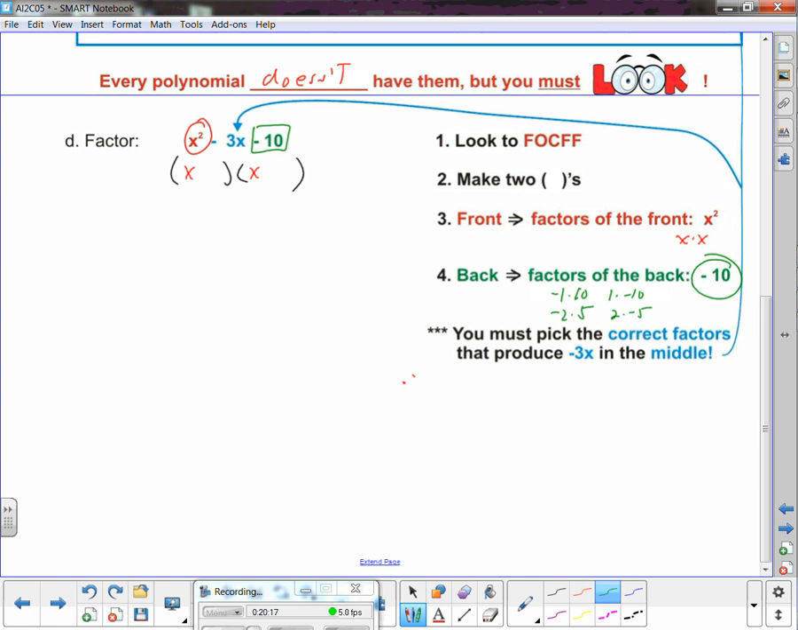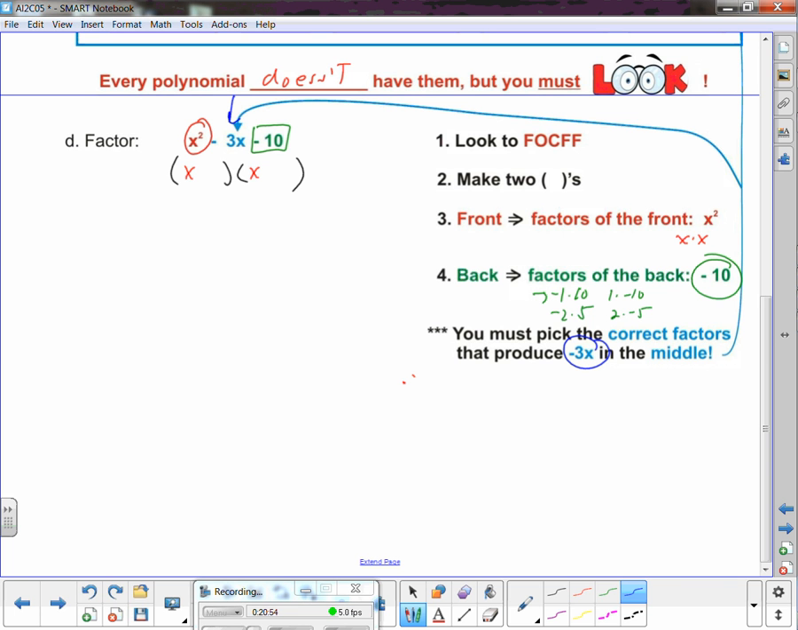And sometimes, and we'll get to this here real shortly, depending upon the front terms, it can matter what place you stick any given term. In other words, not only can it be negative 1 times 10, sometimes it matters if you put the negative 1 in the front and the 10 in the back, or the 10 in the front and the negative 1 in the back. So all those are possibilities, and you got to find the right combination. So it's all about the middle term. So again, you must pick the correct factors that produce the middle term, which is a negative 3x, right?